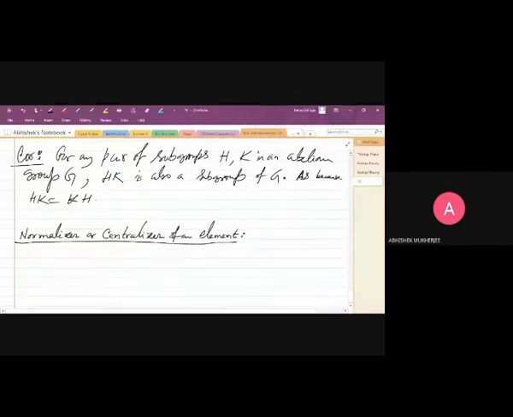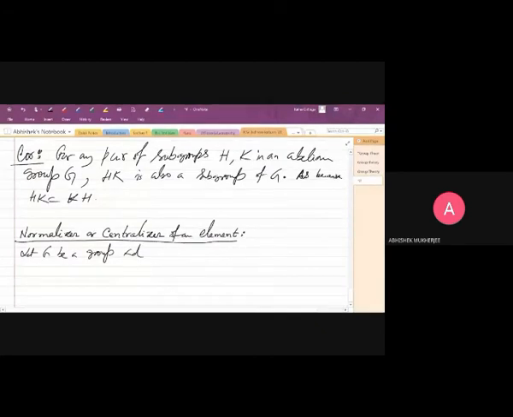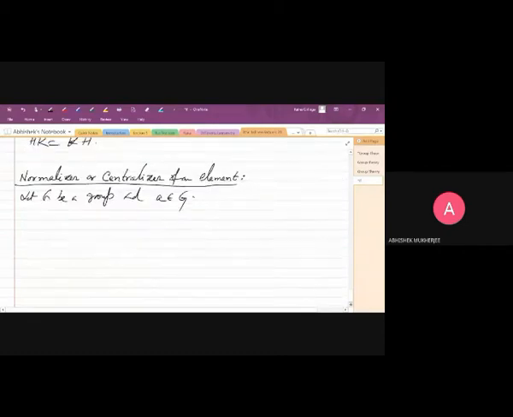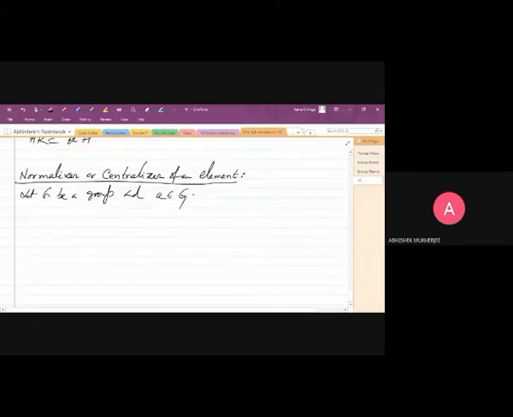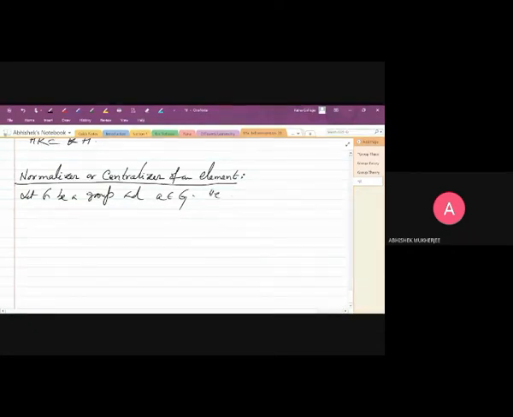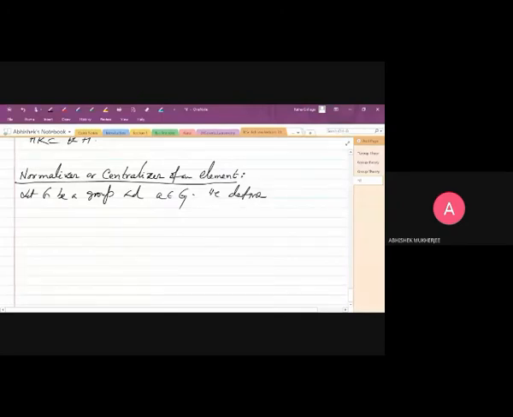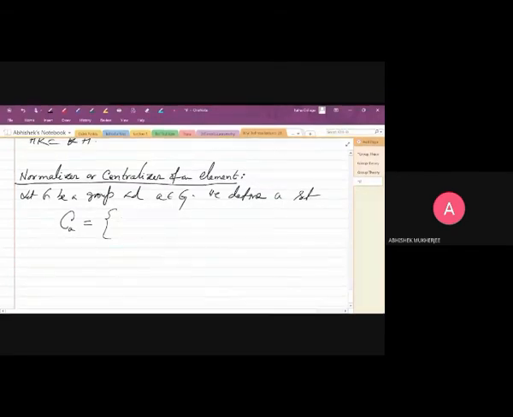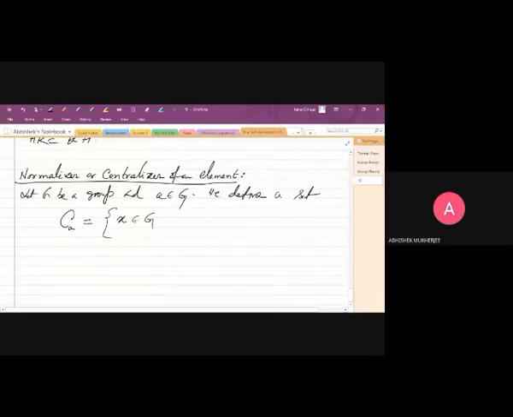So let G be a group and you need to consider one element, small a. Then with respect to this element, you are defining one set. So we define a set denoted by C suffix a, which is consisting of those elements of the group G which commute with a.